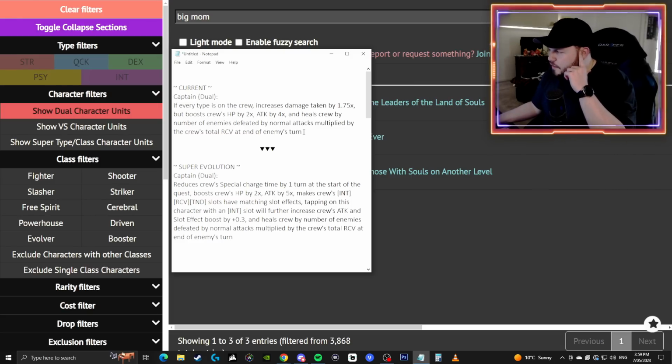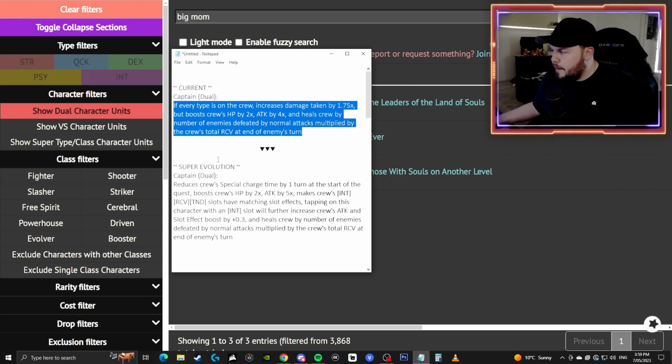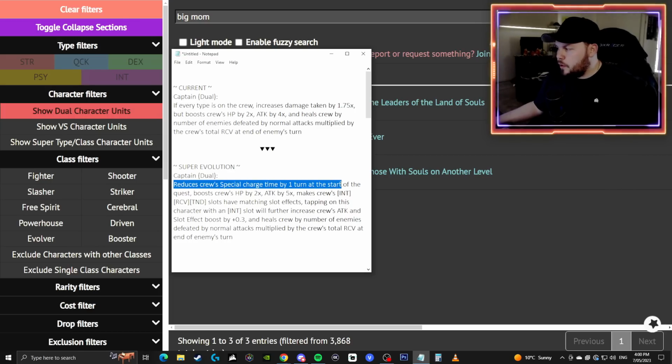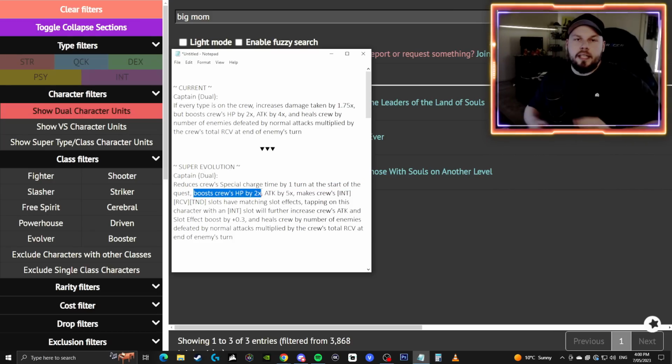So on this notepad here, I've kind of broken down what the current dual captain is, and this is what I would love it to change to. Now, I'm not too sure if this would be with Level Limit Break and all of that, but as a dual captain, this would be pretty interesting. You know, -1 cooldown at the start of the quest, I feel like that's a given, and most characters receive that these days with their super evolutions. Boosting the crew's health by 2x, so completely removing the increased damage taken, but still having the 2x health boost, I think is pretty reasonable.